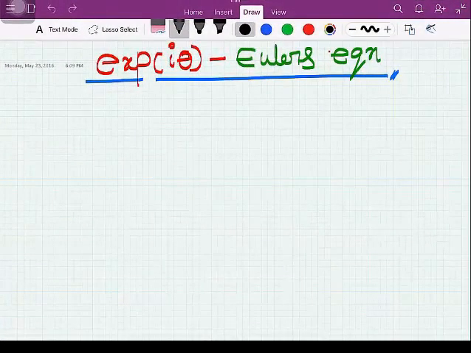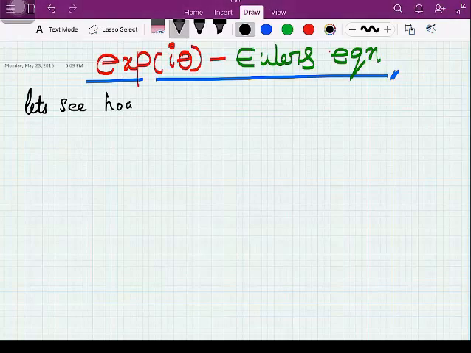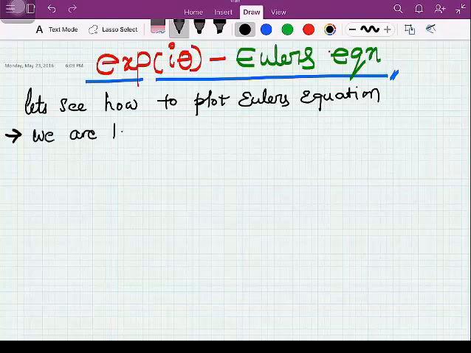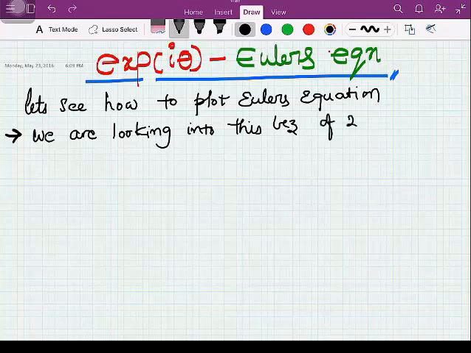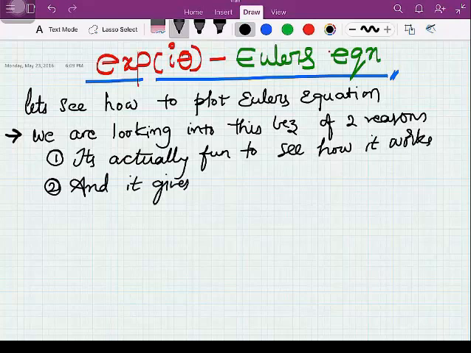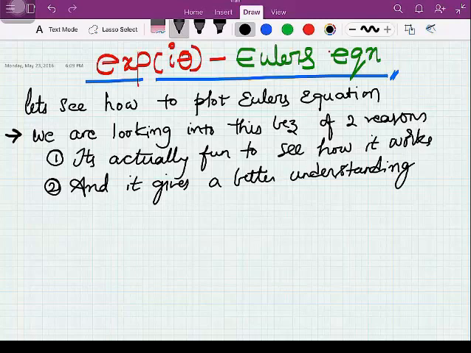Welcome to the video tutorial of Euler's equation. In this tutorial, we shall see how to plot Euler's equation in 2D and 3D. We are essentially doing this because of two reasons. One is we actually find it very interesting to plot it in 3D. And two, it gives us an intuitive understanding, a better understanding of Fourier series. And we shall see that in the next lecture.